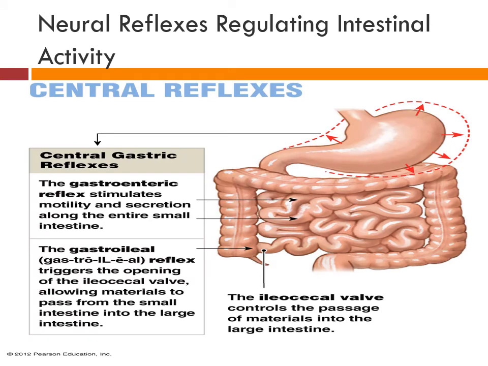We have a couple of different reflexes. The gastroenteric reflex stimulates motility and secretion along the small intestine. And the gastroileal reflex triggers the opening of the ileocecal valve, which allows your bolus to pass from the small intestine into the large intestine. By then, it's actually not a bolus anymore. The bolus is coming down from the mouth to the stomach, and then after the stomach, it turns into chyme, and then it moves on from there and changes in consistency.